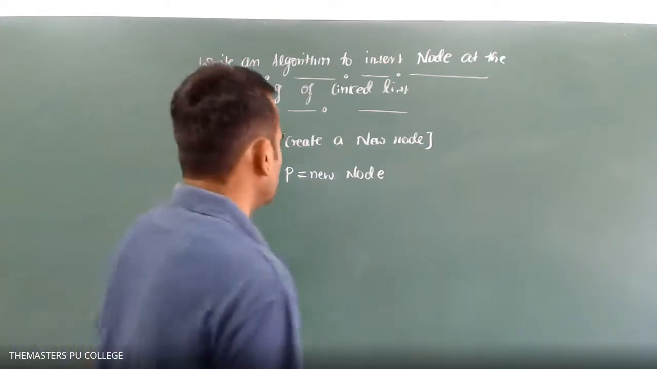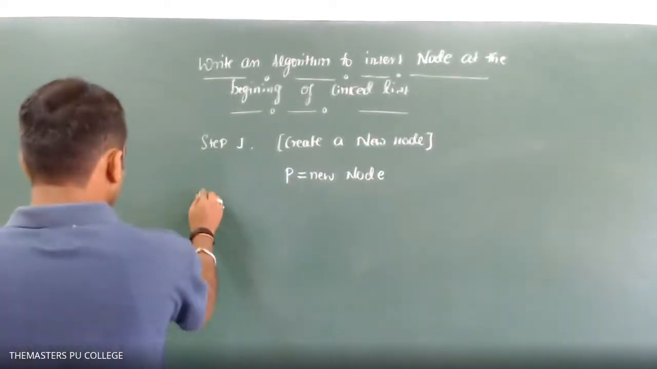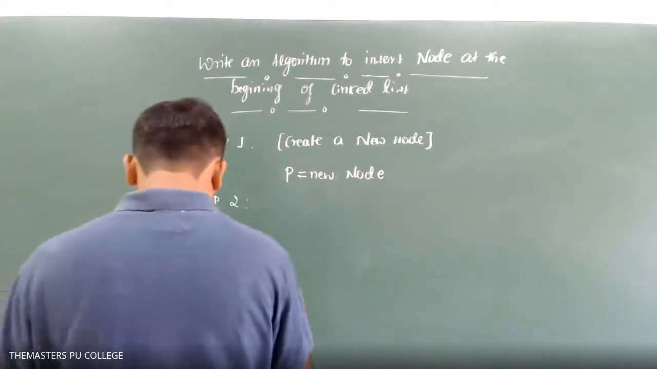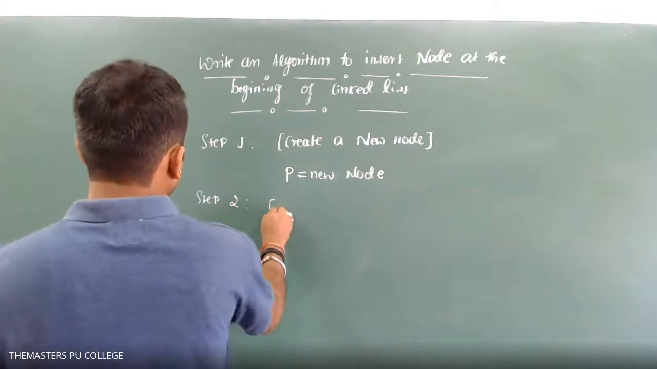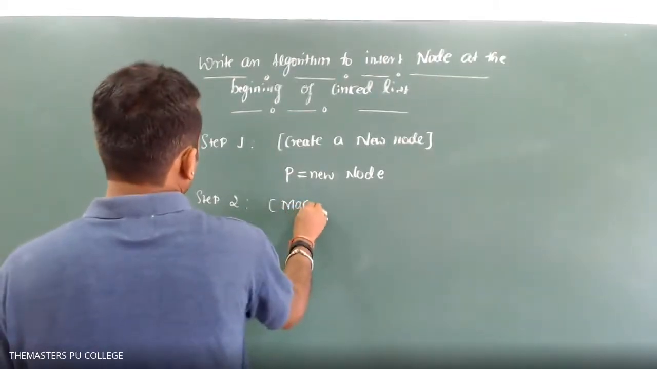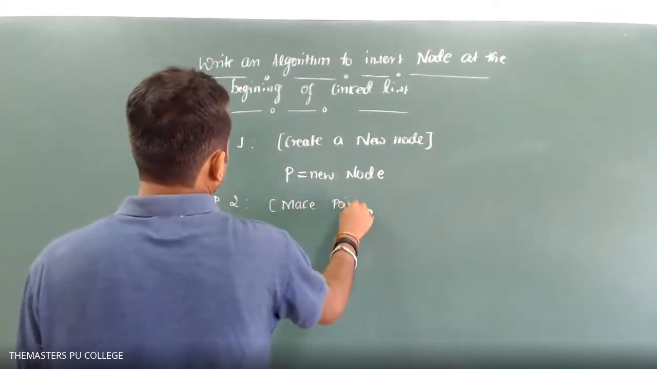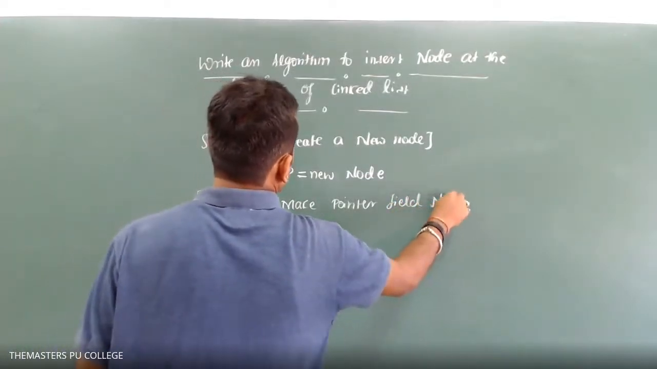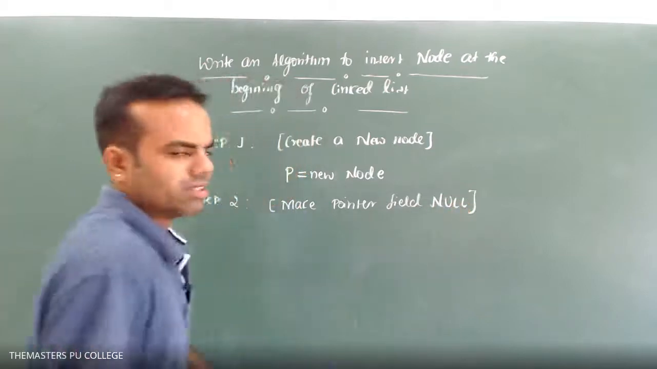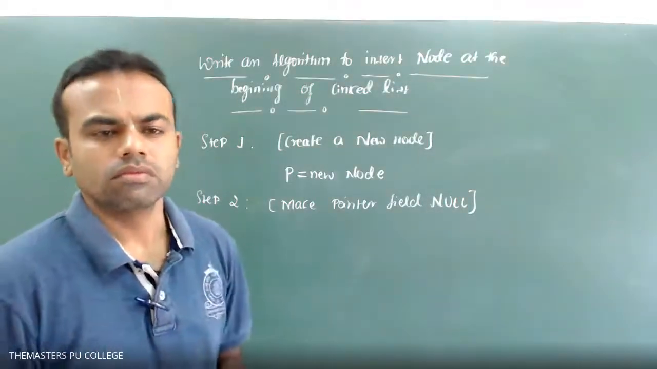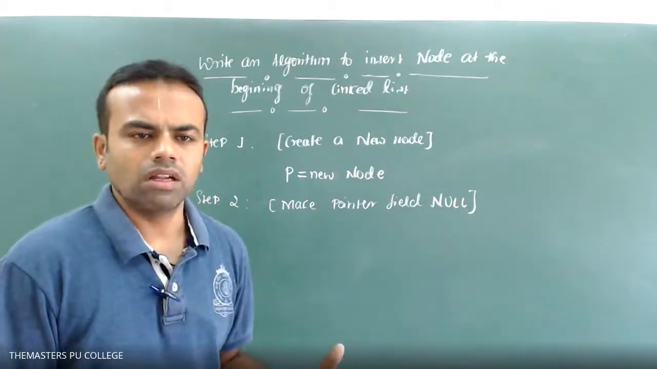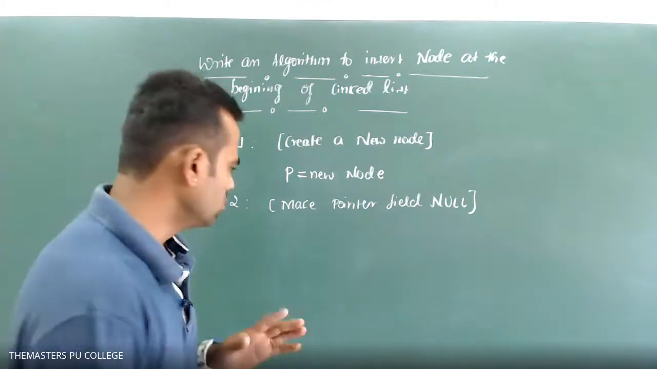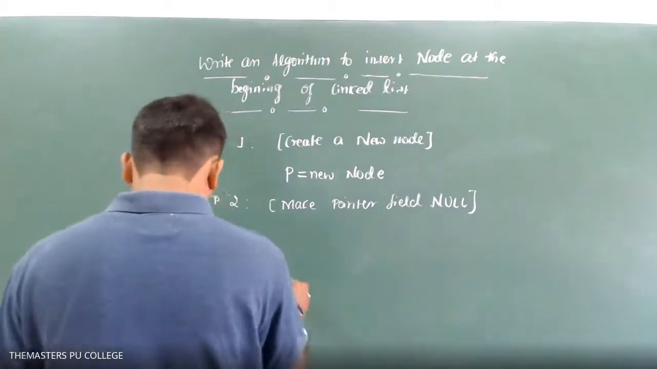New is a keyword. Okay, next step number 2. Make pointer field null. What is null? Make this pointer null, nothing but 0. Make it 0.